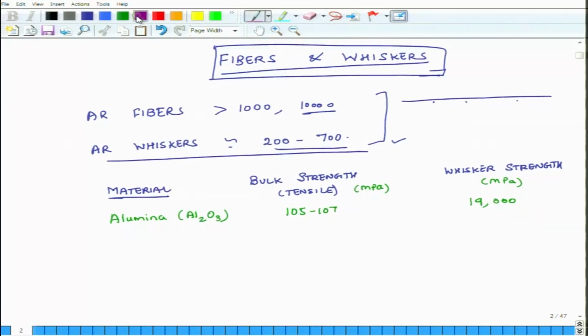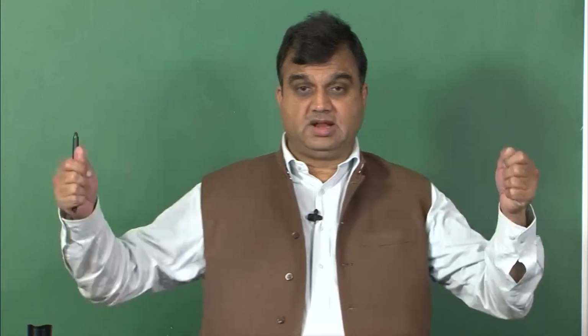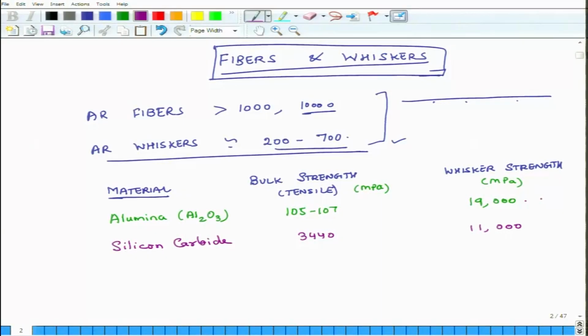Another material which we may consider is silicon carbide. Silicon carbide bulk strength is 3.4 gigapascals or 3440 megapascals. Whisker strength is again very high, 11,000 megapascals. To give you a perspective, for bulk steel, most of the steels, their strength does not exceed 1 gigapascal, or 1000 megapascals. So, alumina whisker is 19 times as strong as some of the strongest steel, not mild steel, and silicon carbide is about 11 times stronger than some of the strongest steel.